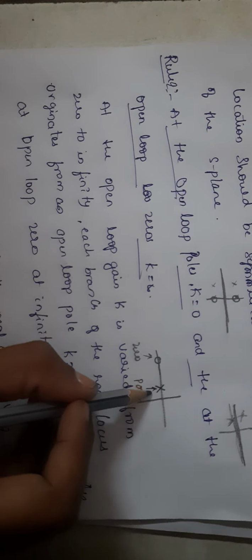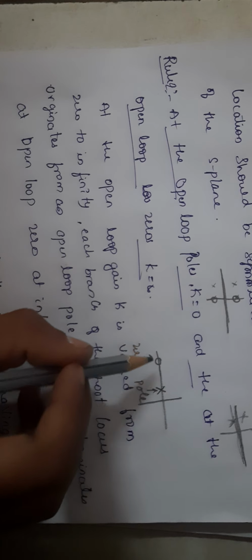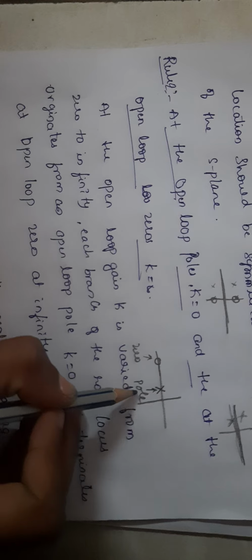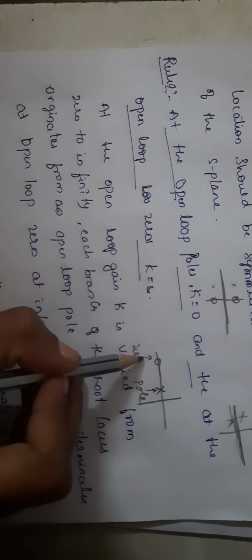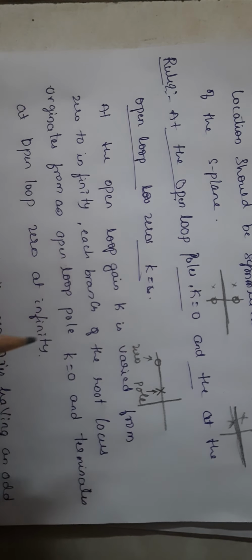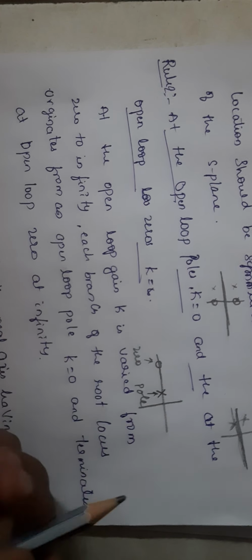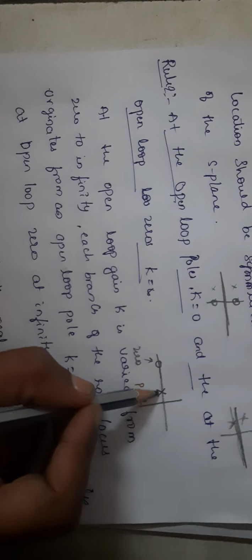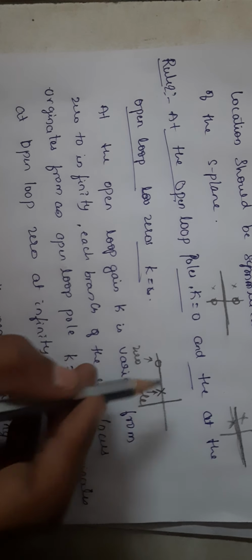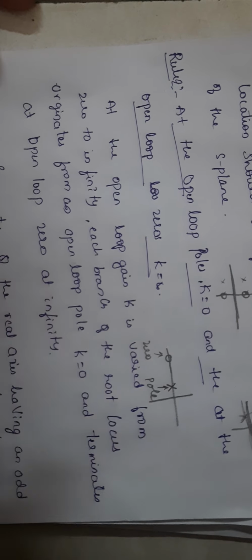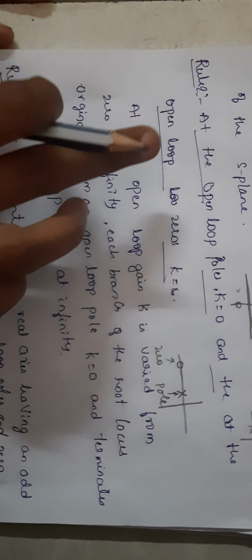Always it should start from a pole and it should terminate at a zero. It should not start from a zero. Always the root locus will start from a pole and end at a zero. This zero may be at infinity or anything, and this pole may be at 0 or anywhere. Okay, this is rule number 2.